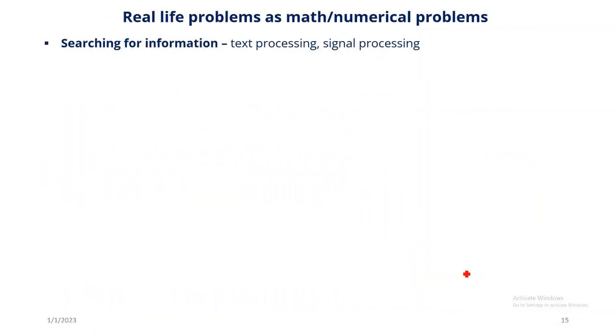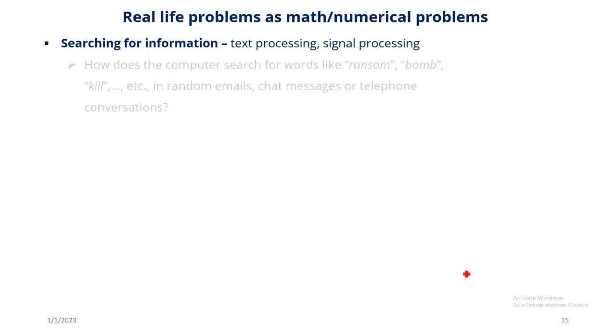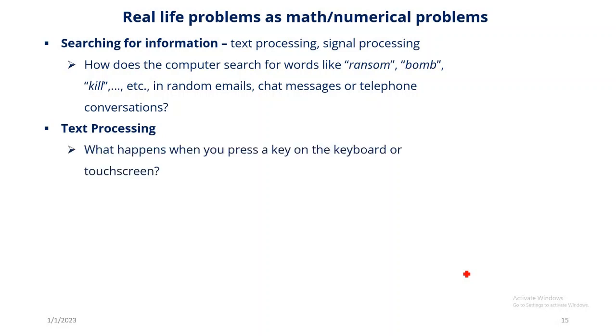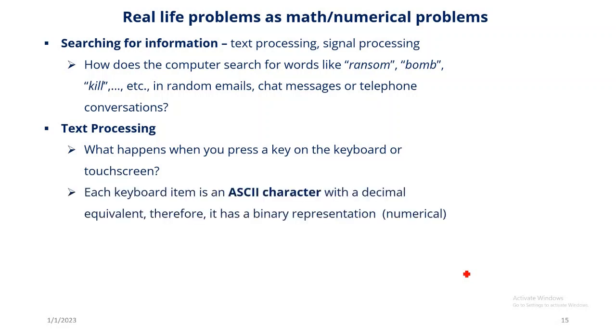So another thing that computer is commonly used for is searching for information, text processing, signal processing. How is the computer able to search for words like ransom, bomb, kill, etc. in random emails, chat messages, or telephone conversations? Text processing. What happens when you press a key on the keyboard or on the touch screen? So, when you press a key on the keyboard, you're actually pressing a switch. And the switch does not just generate a 0 or 1. Each key on the keypad or keyboard is coded. It is represented by something called an ASCII character, which has a decimal and binary equivalent.